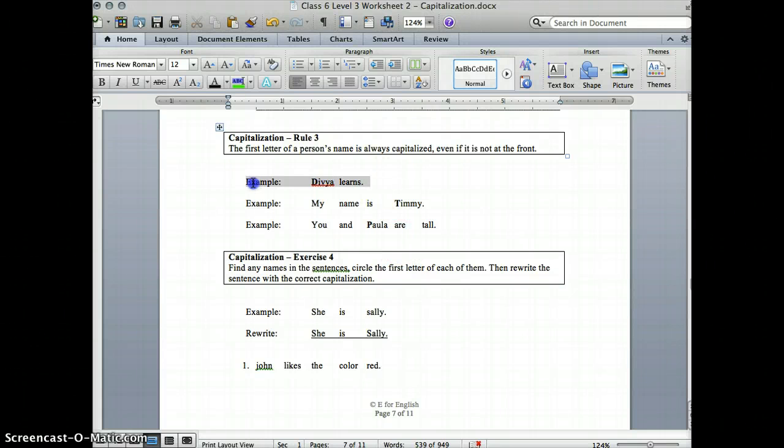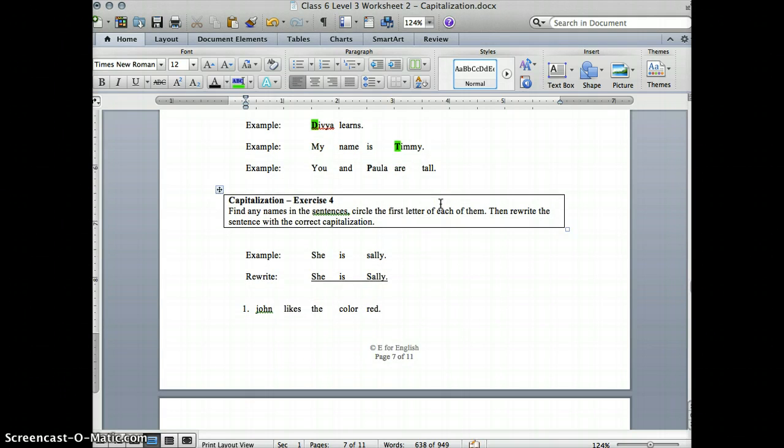So in this example, the person's name is Divya, okay? And you see that the D that starts her name is capitalized. But even if you move the name towards the end of a sentence or towards the middle of the sentence, the first letter is still always going to be capitalized. So in example 2, you see my name is Timmy. Timmy's name is coming at the end of the sentence, but Timmy still has a capital T.